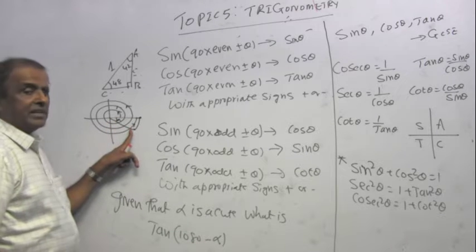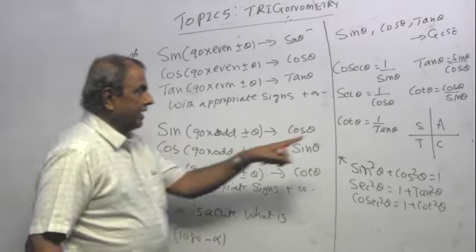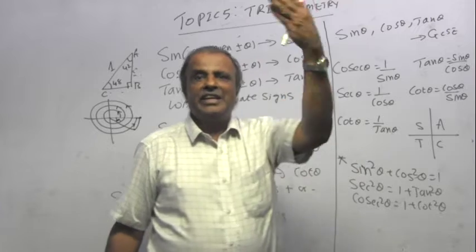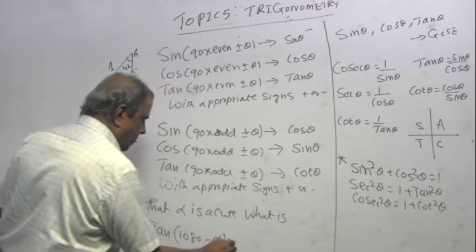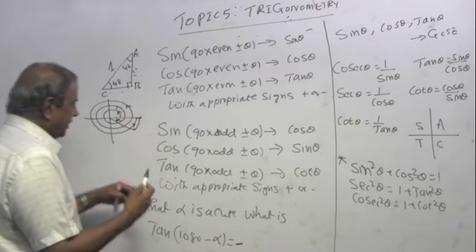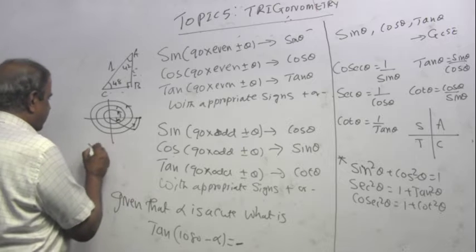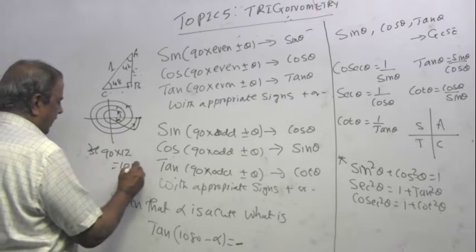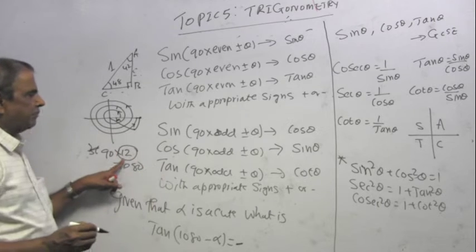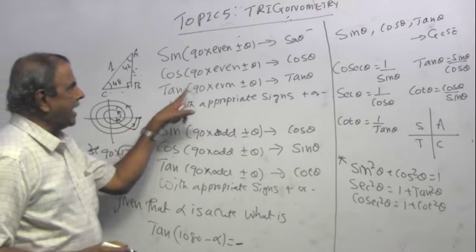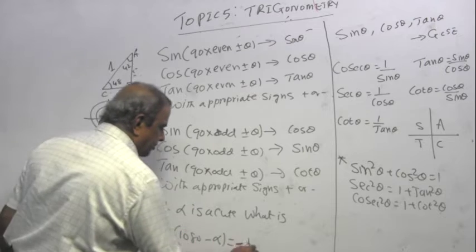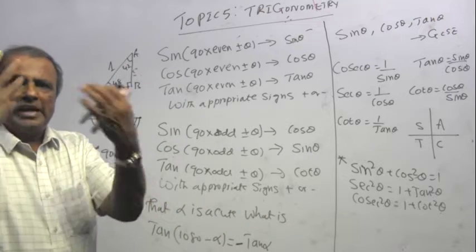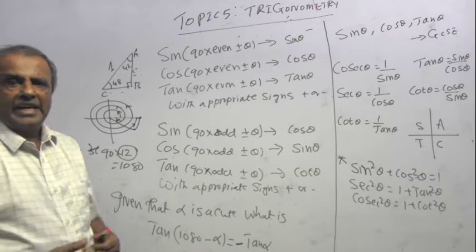Which quadrant is that in? Fourth quadrant. In the fourth quadrant, cos is positive. That means tan is negative. Brilliant. So I've decided the quadrant. Now, 90 times 12 is 1080. 12 is an even number. If it's an even number, tan will remain as tan. So it is minus tan alpha. That's how you find ratios of angles more than 90.